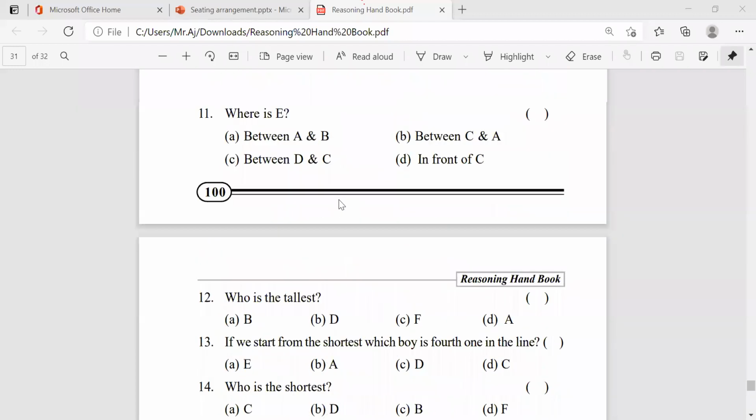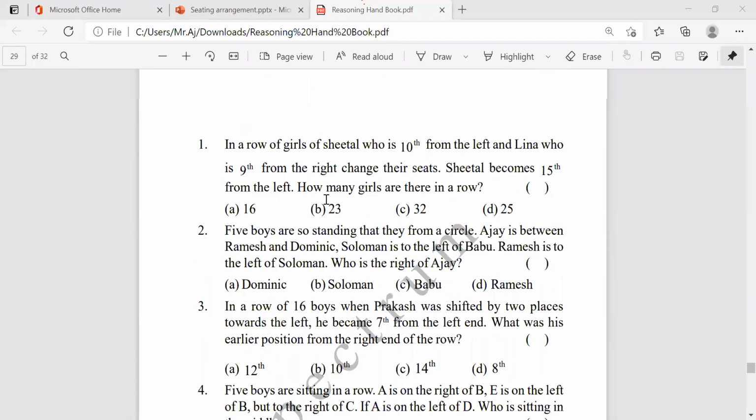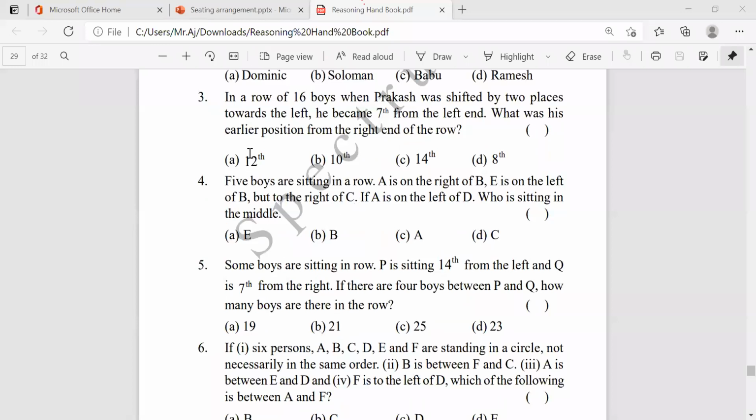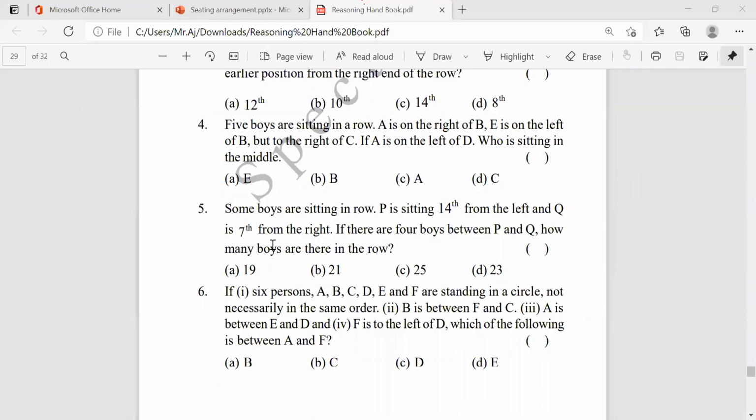First one, come to the problems directly. I think we solved this fourth one, right? Five boys are sitting in a row. A is on the right of B, B is to the left of A, but to the right of C. I think we have solved this. We already solved it yesterday, right? And think one more time, I just recall yesterday's section.